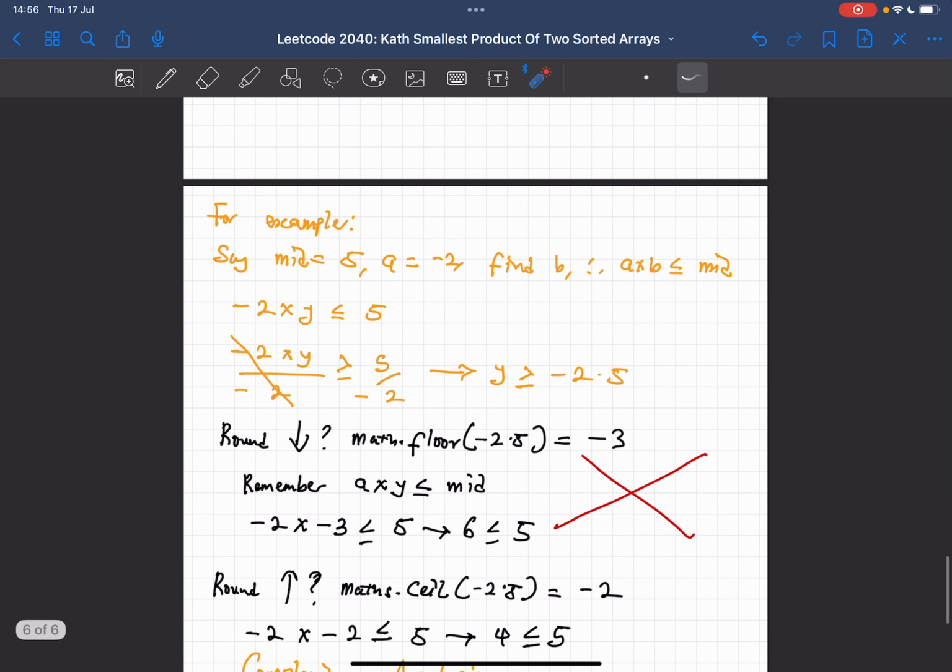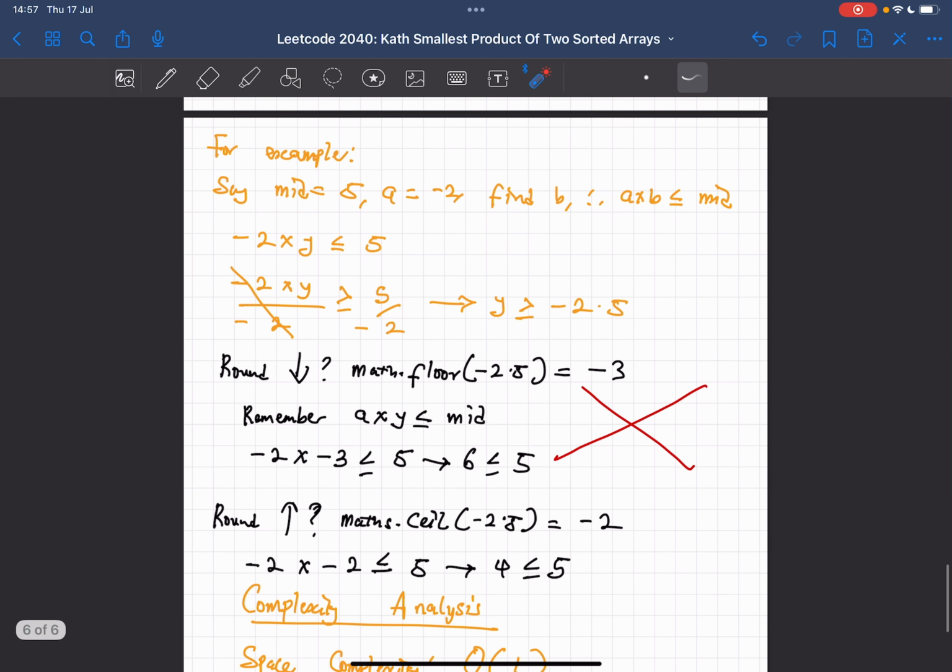And once you get that, it will give you the count, and then you can check if the count of mid is greater than or equal to k. Then it means that mid is either greater than or equal to the kth value, and so you set your high to mid. Otherwise, it is less than, so you set your low to mid plus one, right? Basic binary search stuff. But let's look at complexity analysis, right?